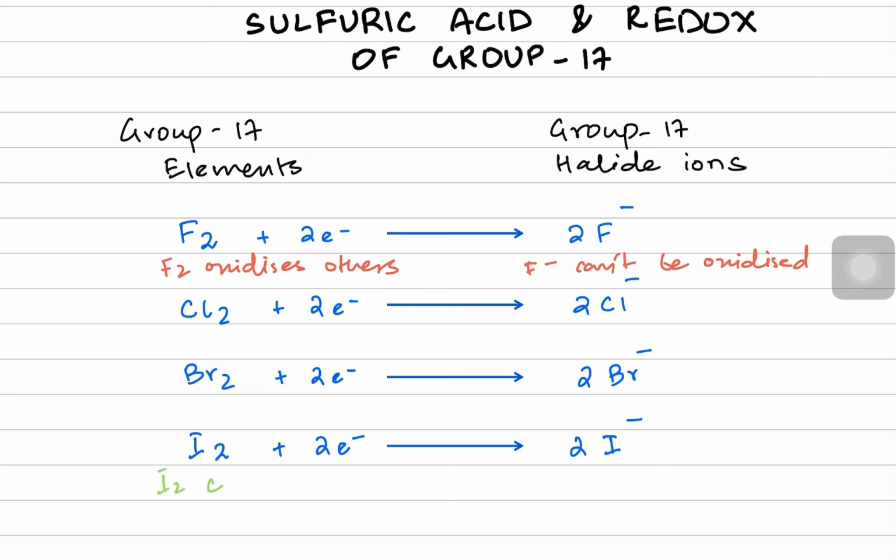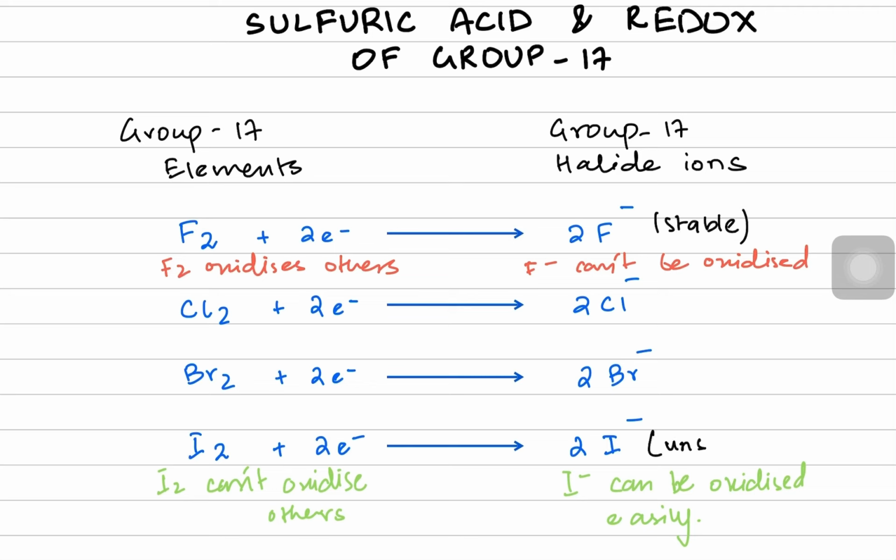On the contrary, iodine cannot oxidize others. Iodine is very weak, so that's why iodine can't oxidize others. But iodide can be oxidized back into the iodine state. So you can expect iodide to be oxidized really easily, especially by sulfuric acid. The reason is very simple: fluoride is very stable but iodide is unstable, so iodide can be oxidized, even bromide can be. But fluoride is stable.